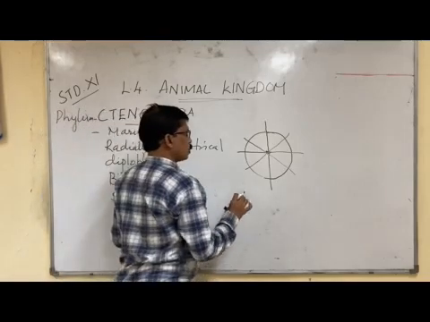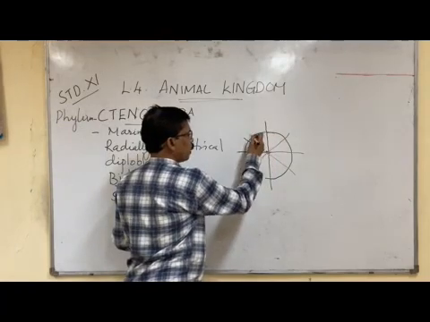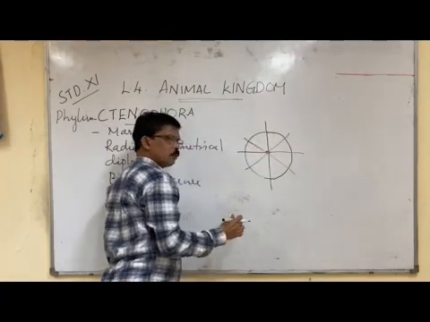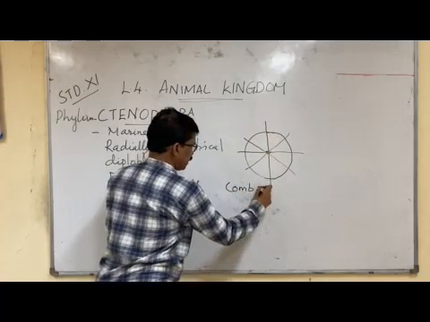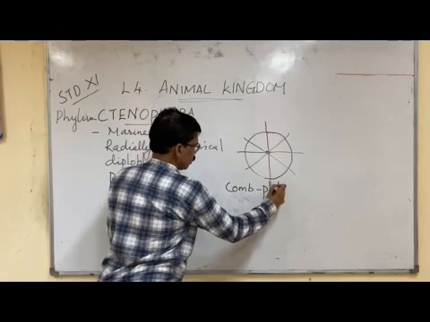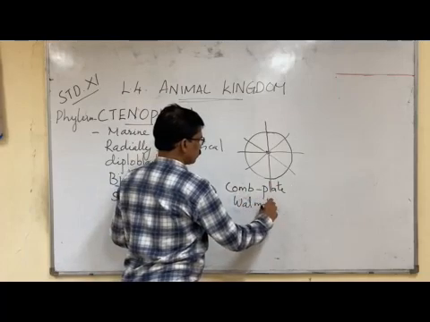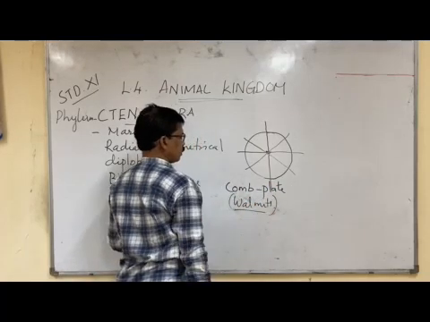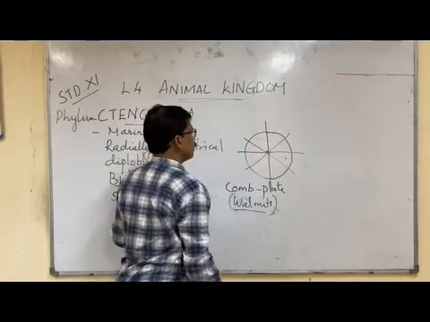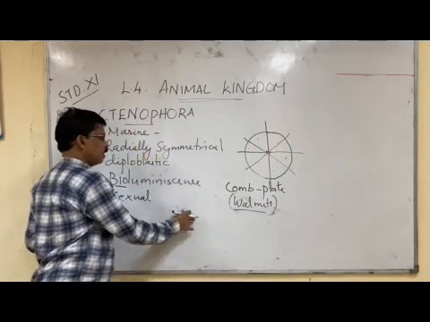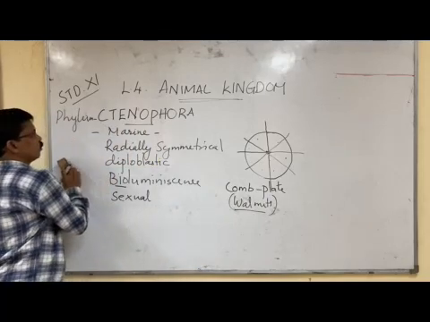Right. Now, one more important feature is that they have 8 comb plates. The body is covered by 8 comb plates. C-O-M-B, comb plate. They are also called walnuts. W-A-L-N-U-T-S. Walnuts. Because of their appearance like that. So 8 comb plates are there. The body is divided into 8 comb plates. So these are the main features. So you have to study this phylum. This is the third phylum, Ctenophora, right?